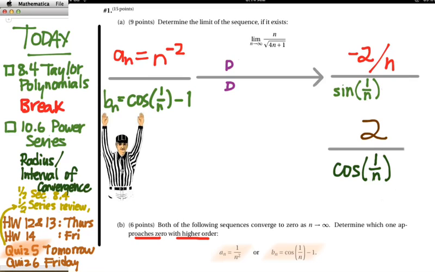Was it negative? Yes, you're right. Yep, there was a negative sign in my denominator that I almost forgot about. Thank you for saving it. There we go. Now, what does this do as n tends to infinity? The numerator, negative 2, approaches negative 2. It doesn't care what n is. The denominator, the cosine of 1 over n, approaches the cosine of 0. And so our limit is equal to negative 2.